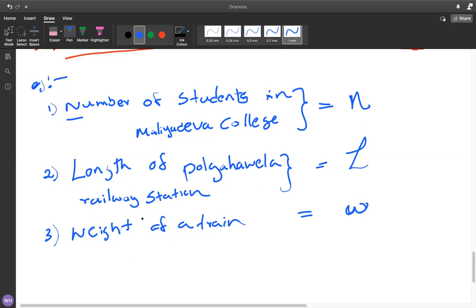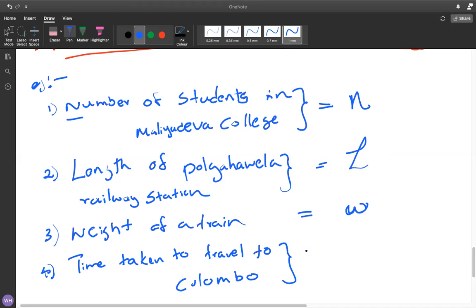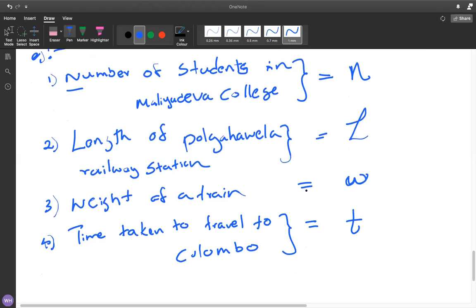And when we are familiar with time, let's say the time taken to travel to Colombo. Can you tell the exact time? No. So you can use simple T to denote that. Okay, so you can use these algebraic symbols here. Can you understand? Okay, so you may write this down.